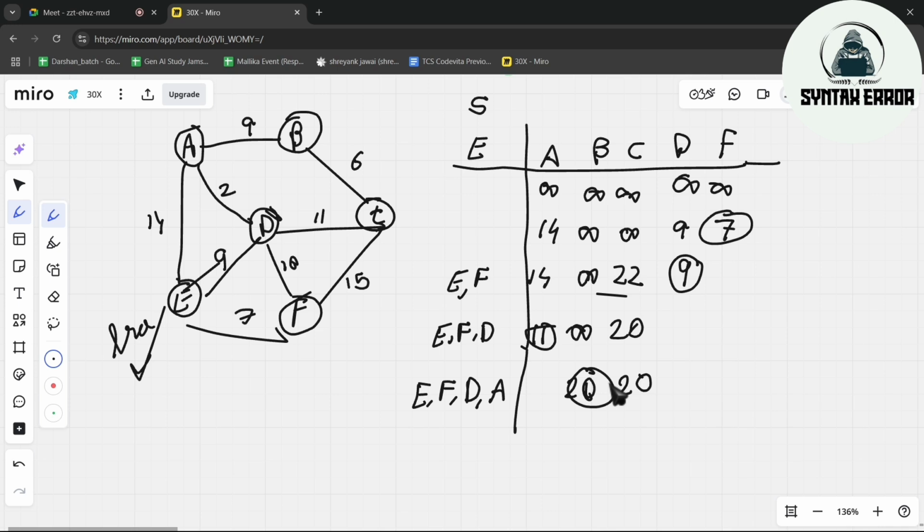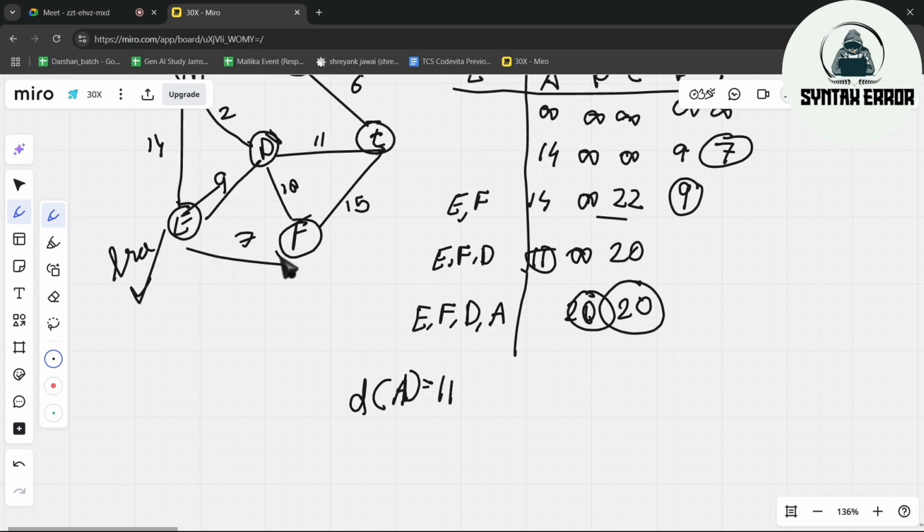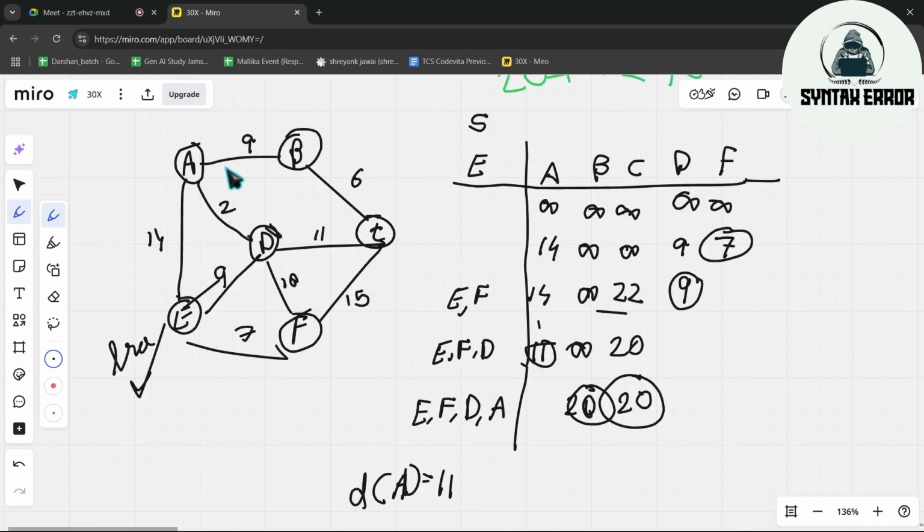Distance of A would be 11. That means from E to A, the shortest distance we can travel is 11, like this, via D. So the shortest distance from E to B is 20, E to C is 20, E to D is 9, E to F is 7. So these are all our distances and this is our answer.